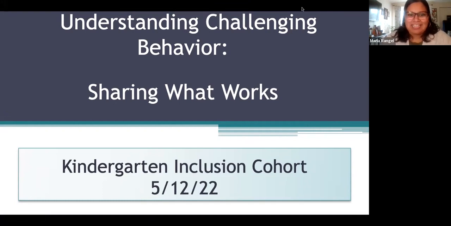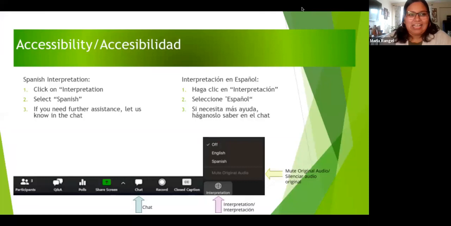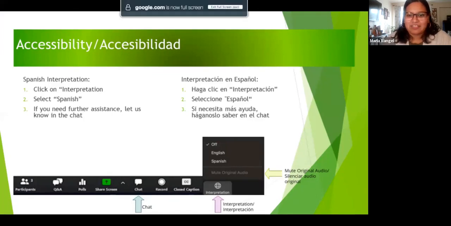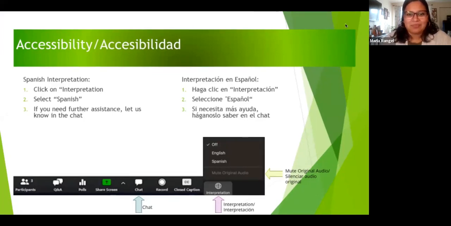And if we can go to the next slide. Now we're going to go over our accessibility for those that are accessing Spanish interpretation in today's session.